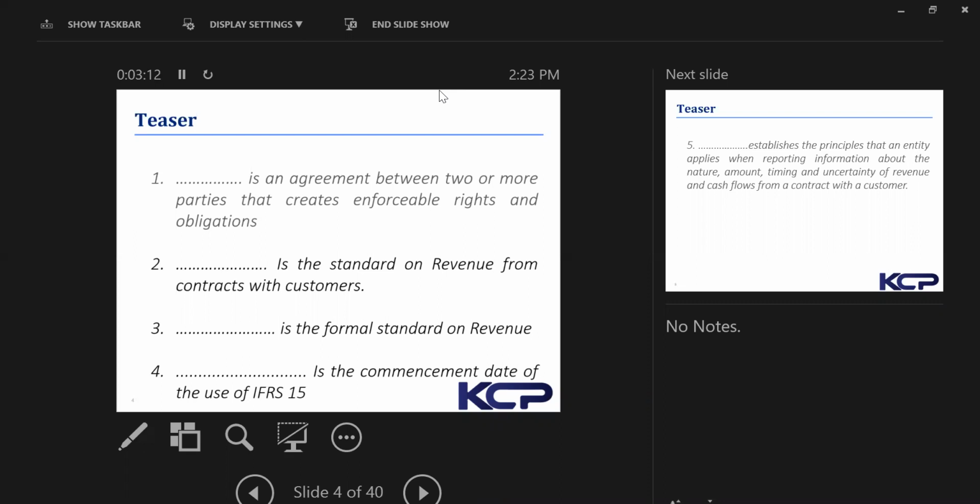That was why we said that one of the conditions for applying IFRS 16 early is that you must have complied with IFRS 15 before you can adopt it. So this one is 1st of January 2018. You will see it as we go on.